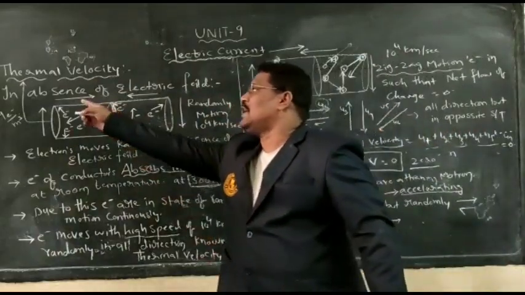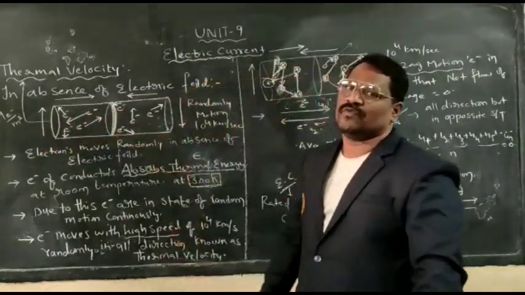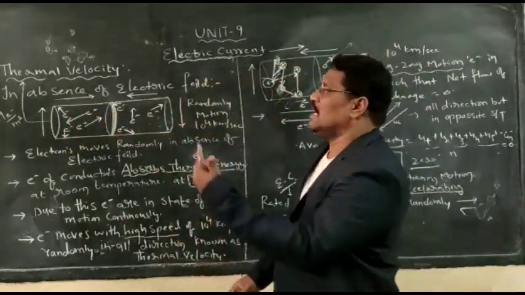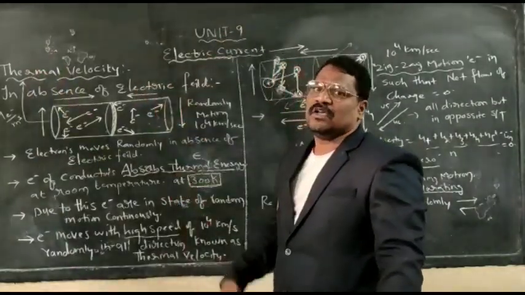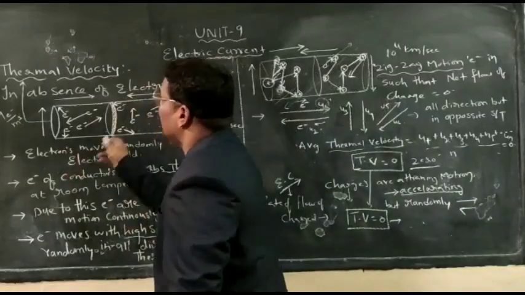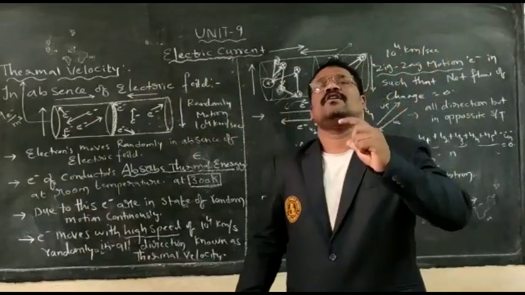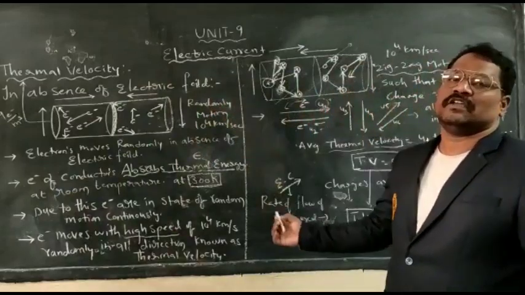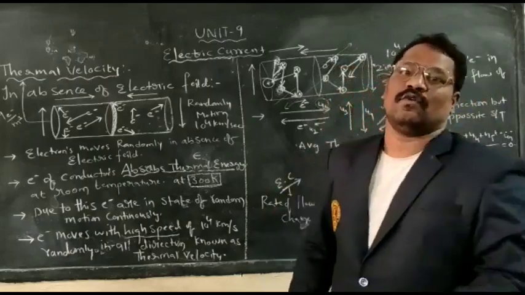Why? The number of electrons moving in this direction will be equal to the number of electrons moving in the opposite direction. The number of electrons moving in the upward direction is equal to the number moving in the downward direction. In all different directions, we will have the opposite direction. Due to that reason, the net velocity will be equal to 0, due to which current does not flow.